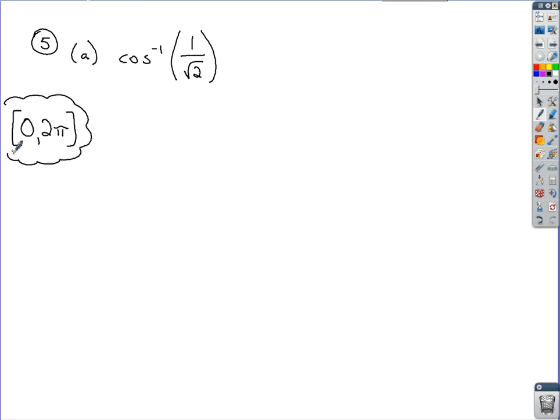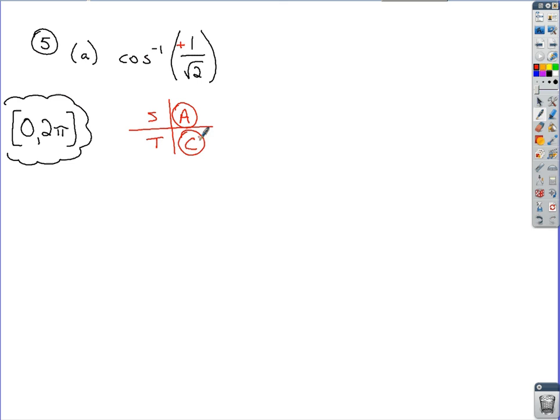If I'm asked to find the inverse cosine of 1 over root 2, first thing I might take note of is this is a positive 1 over root 2. That means I am working exclusively in two quadrants. I'm working in the first and the fourth quadrants because that's where cosine is positive. Therefore, I'm going to have two answers as possibilities here.